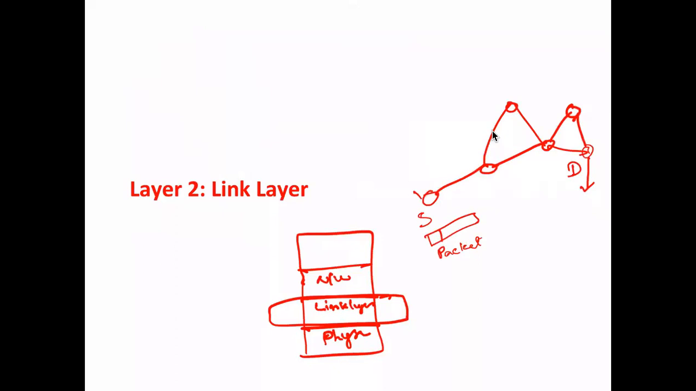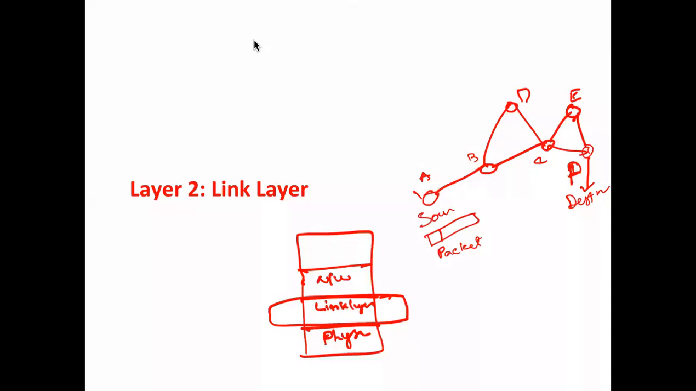Anybody? Let's call it A, B, C, D, E, F. So this is the source and this is the destination. What is the link here? Who can tell me? Otherwise, I will ask. Divya, can you tell me? It's not the path.